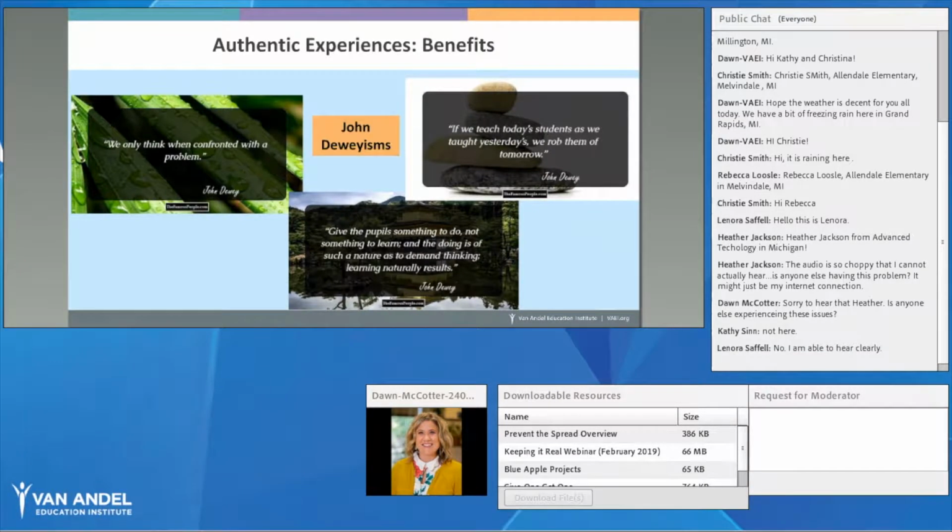So I thought I'd share a few John Deweyisms that I thought were appropriate when talking about authentic learning experiences. We only think when confronted with a problem. If we teach today's students as we taught yesterday's, we rob them of tomorrow. Give the pupils something to do, not something to learn, and the doing is of such a nature as to demand thinking. Learning naturally results. I thought those fit well with the idea of authentic learning experiences.